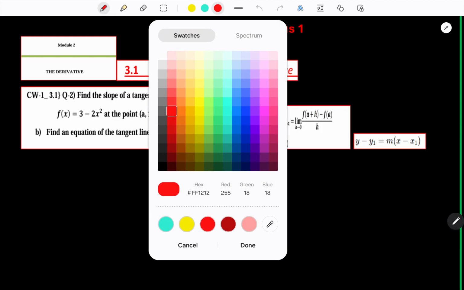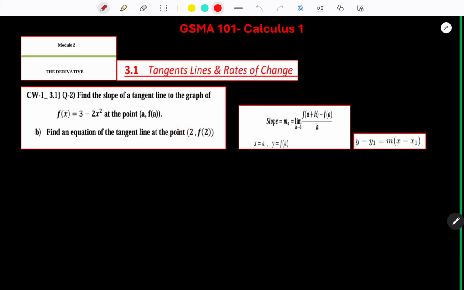The first question is, find the slope of the tangent line to the graph f of x equals 3 minus 2x square. So what is given? f of x, 3 minus 2x square. And what is the point given? A comma f of a. This means this is your x point and this is your y point.